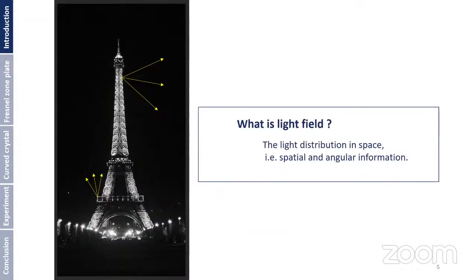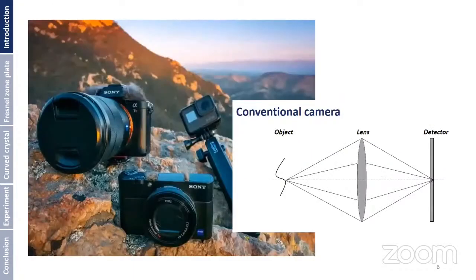More precisely, the light field tries to capture the spatial and angular information of light rays in geometric optics. However, such light field information cannot be captured by the conventional camera. As we can see in the picture, the image formed by a conventional camera is actually an intensity integral over all the directions of rays. So what that means is, after the acquisition, we lose the angular information of the rays.